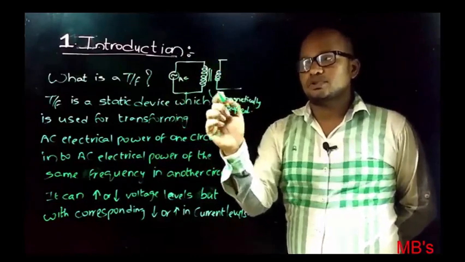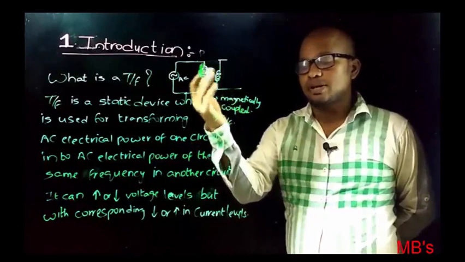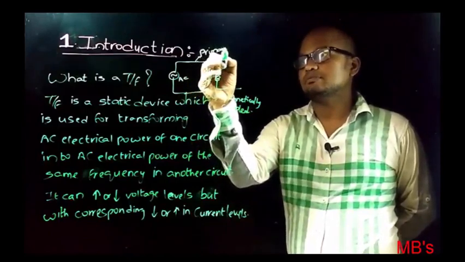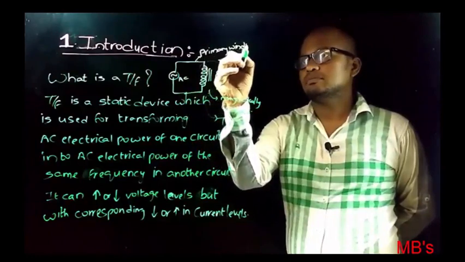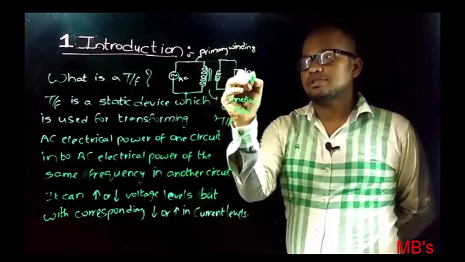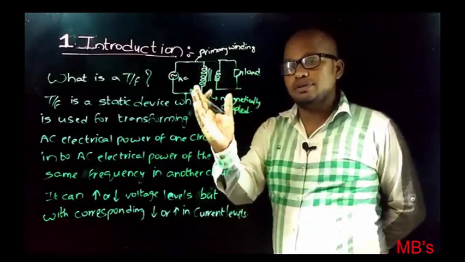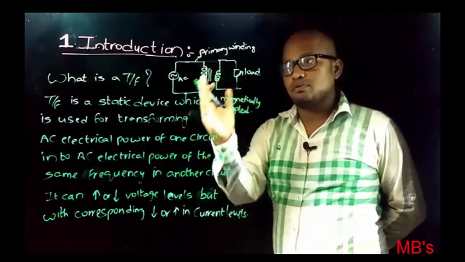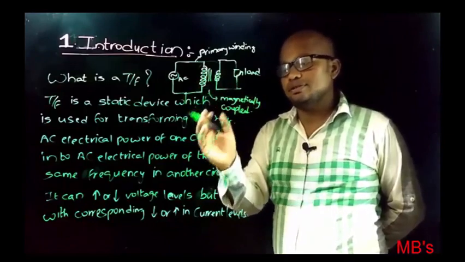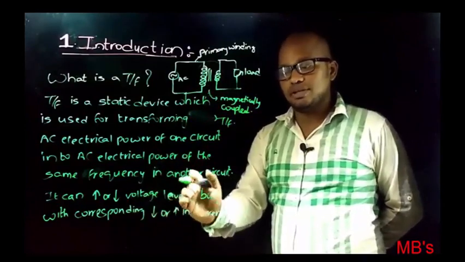the another circuit. So this is what we call it as transformer, and the side of transformer at which source is applied is called primary winding of the transformer, and the side of transformer at which load is connected is called secondary winding of the transformer. And please keep in mind that along with the transformation of power from one circuit to another circuit, transformer can increase or decrease the voltage levels, but with corresponding decrease or increase in current levels.